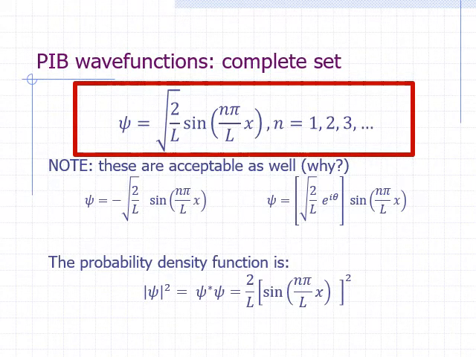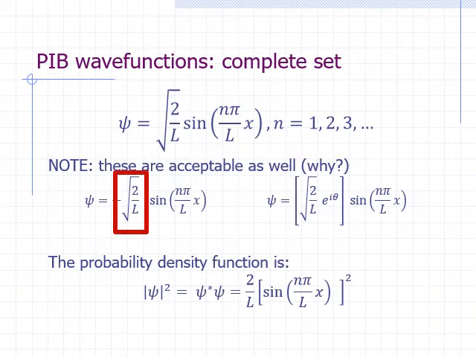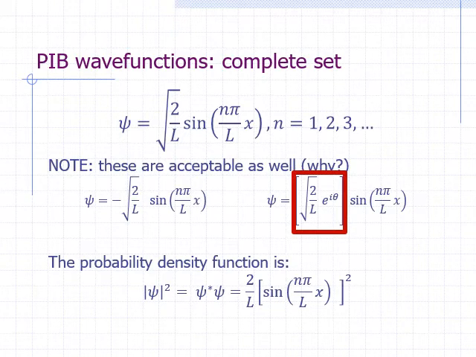Note that we could multiply sine n pi x over L by negative square root of 2 over L instead of square root of 2 over L. Remember that we just need to multiply it with a number whose absolute value is equal to square root of 2 over L. In fact, we could use any complex number whose absolute value is square root of 2 over L. For a given n, we can write any one of these three expressions of the function as a constant times the other. They are not linearly independent. We only need to choose one of them to be part of a complete set. Using positive square root of 2 over L is just a matter of convenience.